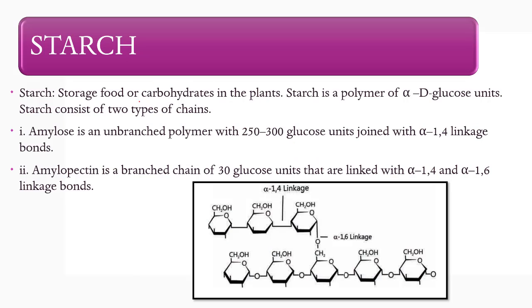Starch is a storage food of carbohydrate in the plant. Starch is a polymer of alpha D glucose units. Starch consists of two types of chains, amylose and amylopectin. Amylose is the unbranched polymer with 250 to 300 glucose units joined with alpha 1,4 glycosidic linkage, and amylopectin is a branched chain of 30 glucose units that are linked with alpha 1,4 and alpha 1,6 linkage bonds. So alpha 1,4 is for straight and alpha 1,6 for branch.